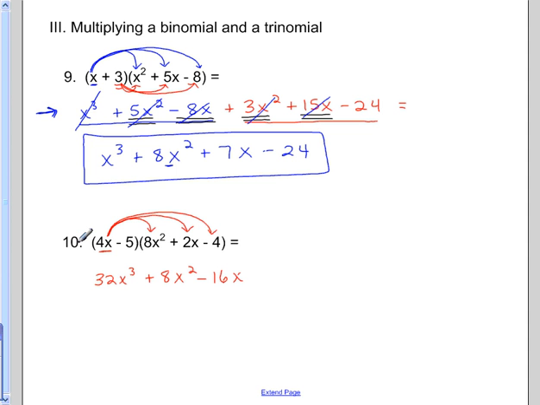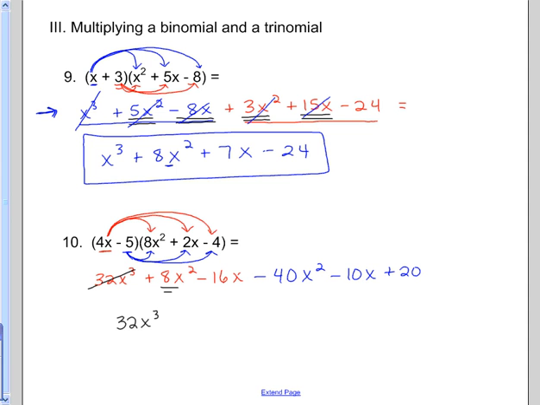Okay, then I go back with the second term, which is a negative 5 times 8x squared would be negative 40x squared. Negative 5 times 2x would be a negative 10x. Negative 5 times negative 4 is a positive 20. Okay, then I want to look at what can I combine. So we have a 32x cubed. That's the only x cubed.